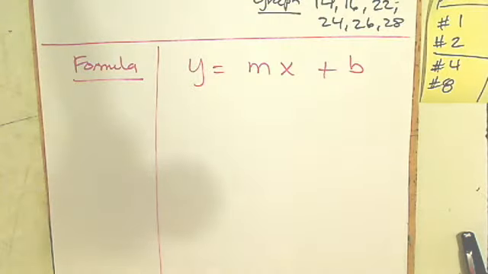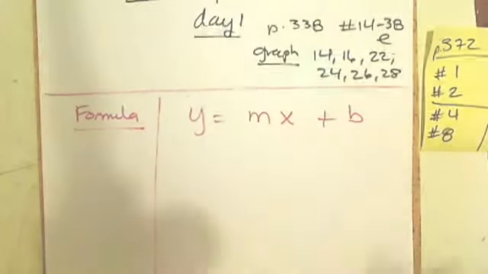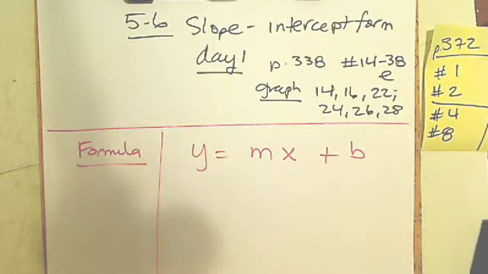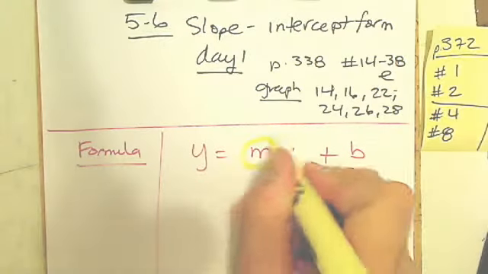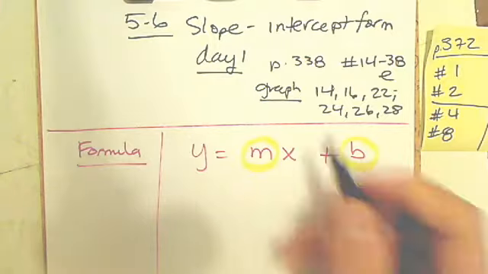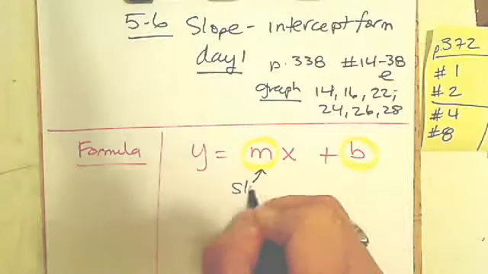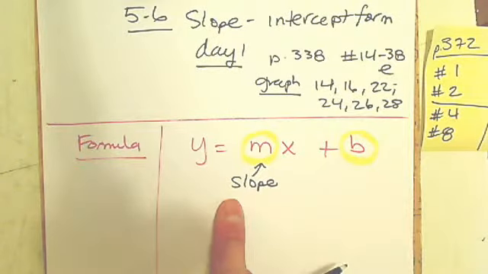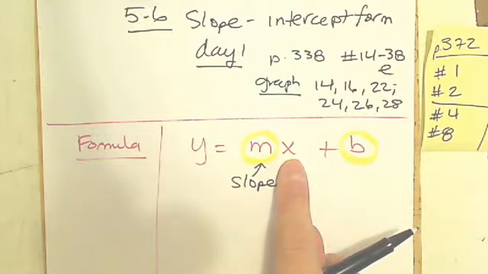Okay? So this is the slope-intercept form. Why would this be called the slope-intercept form? Well, look closely at the equation or formula. This m is your slope. There's your x value.